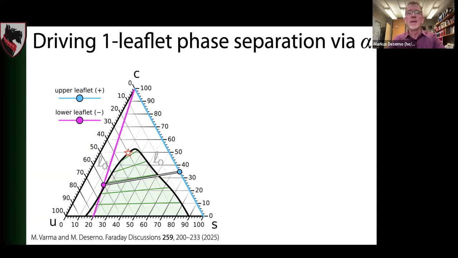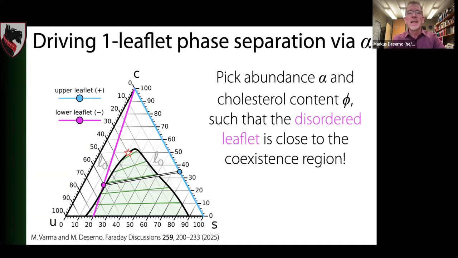Without adding any liposomes, I can now change the abundance asymmetry in the system. Let's say we increase the abundance asymmetry. Then what happens is I squeeze more phospholipids into the blue leaflet. Therefore, I squeeze cholesterol out of the blue leaflet, and so it goes into the magenta leaflet and moves that point further away from coexistence. But I could do the opposite, right? I could reduce the abundance asymmetry, and then the cholesterol is being sucked out of the magenta leaflet, and so the magenta point might now plunge into the coexistence region. Could I drive phase separation purely by abundance? And the answer is we can.